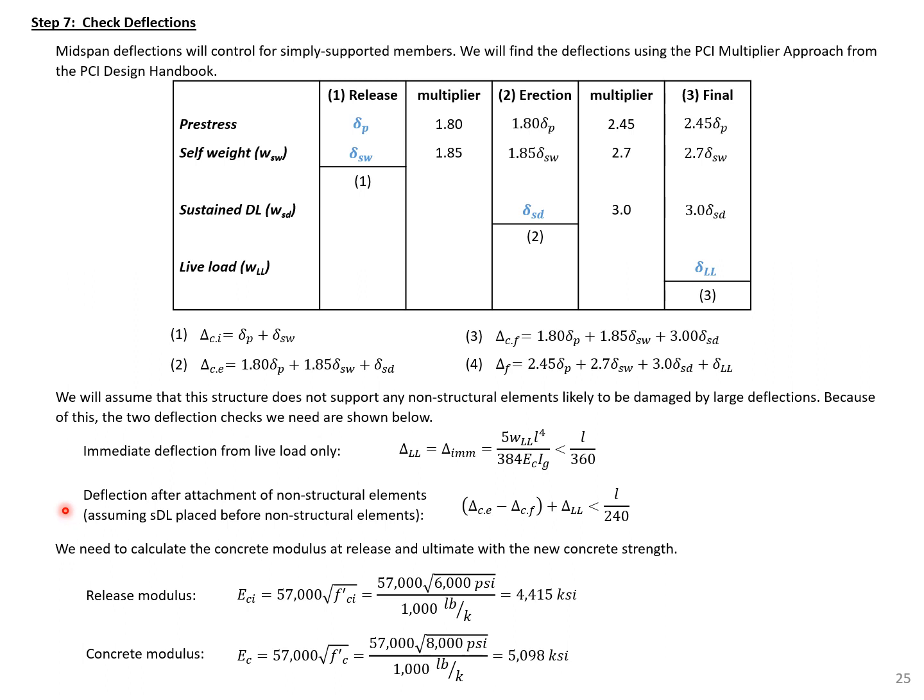And then we'll also need to check that our deflection after the attachment of non-structural elements is less than L over 240. We'll use these equations here from PCI to check those limits. We'll need to calculate the concrete modulus at release and ultimate with our new concrete strengths, which we get here using our ACI 318-19 equations.